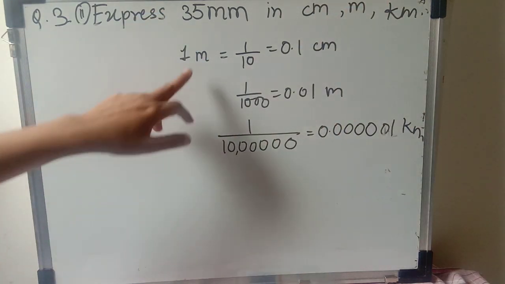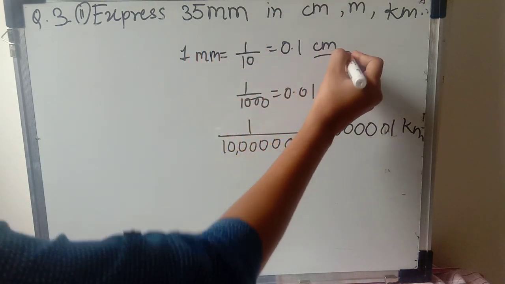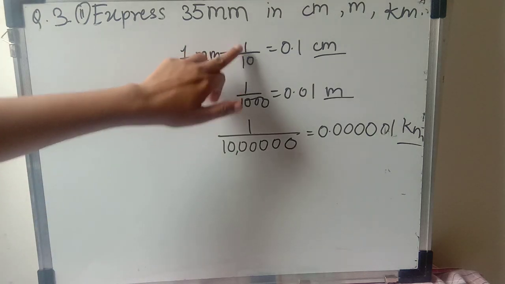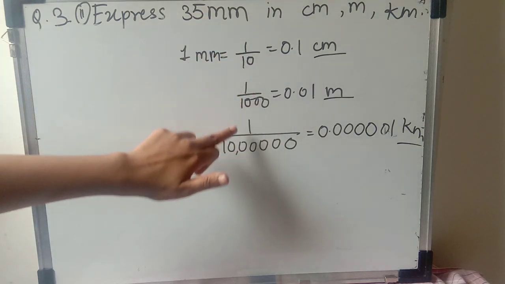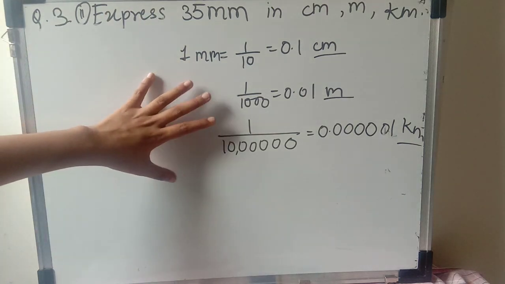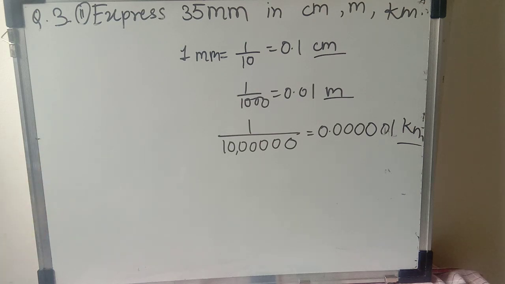I have given the value of 1 millimeter into the centimeter, meter and kilometer. What you have to do is, instead of 1 you have to just put the 35 and do the division and you will get the answer. So one part I have done, the second part of this example you have to do. Please student, whatever homework I am giving you, please write it down in your notebook.